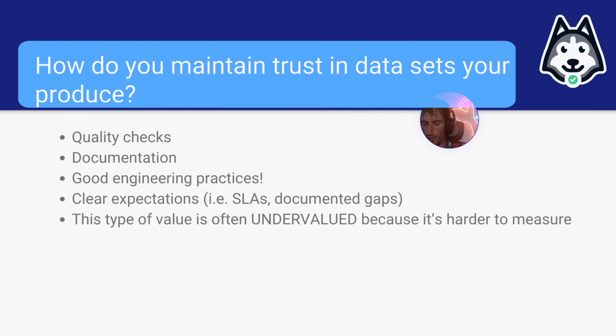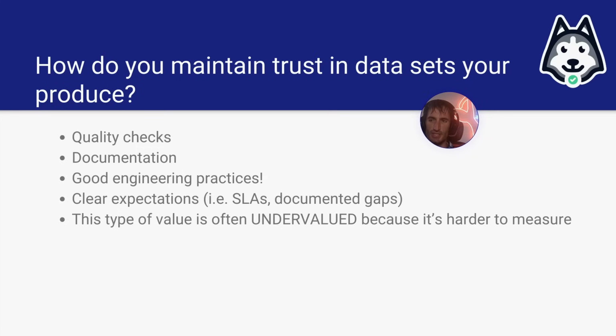Okay. Some of this stuff we talked about in week 3, but how do you maintain trust in the data sets you produce? Quality checks, obviously, you have to do the write, audit, publish pattern. Documentation, write a spec, just like what we were talking about before, because remember, trust is the impact in this category. And then you have good engineering practices: use cumulative tables when you can, minimize the amount of data that you're processing, and all that stuff.